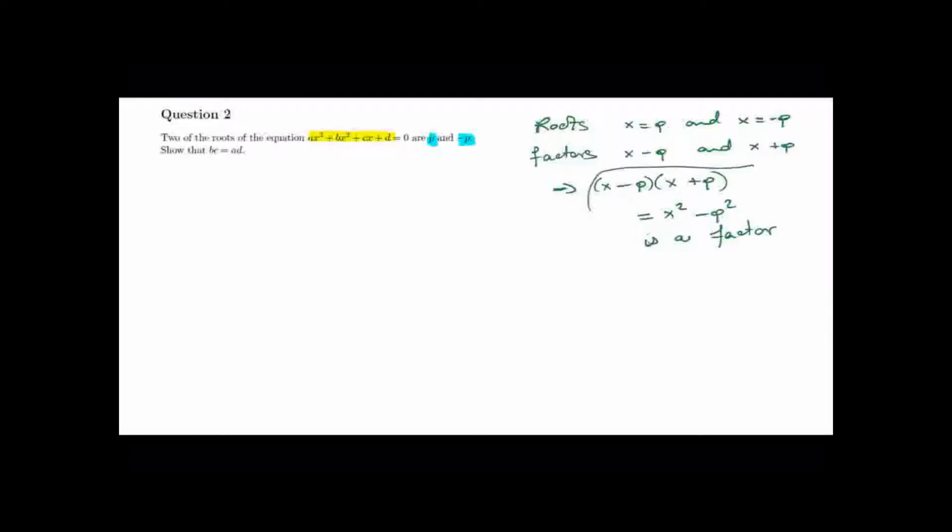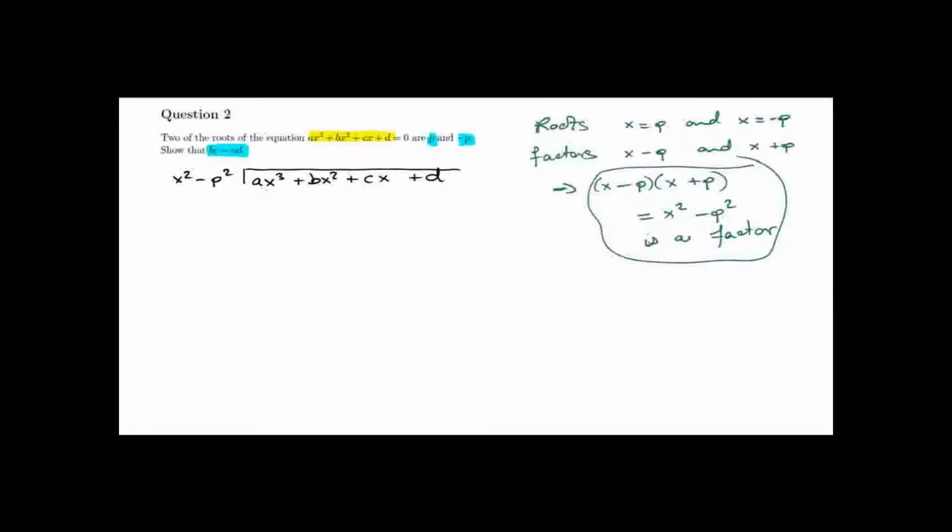Okay, so we now know this much, that x squared minus p squared is most definitely a factor of our original function. Now, if x squared minus p squared is a factor, it means that it divides in evenly. So what I'm going to do now is divide x squared minus p squared into my function, and I'm hoping that when I let the remainder equal 0, I'm going to be left with bc equals ad. Okay, so let's give it a go. We have x squared minus p squared, and we're dividing that into ax cubed plus bx squared plus cx plus d.